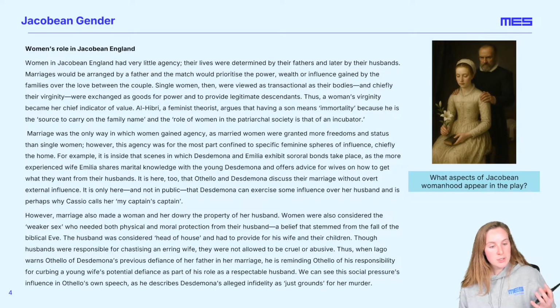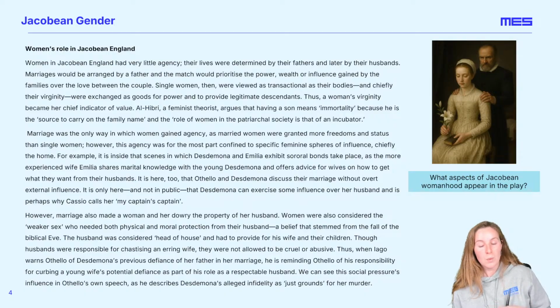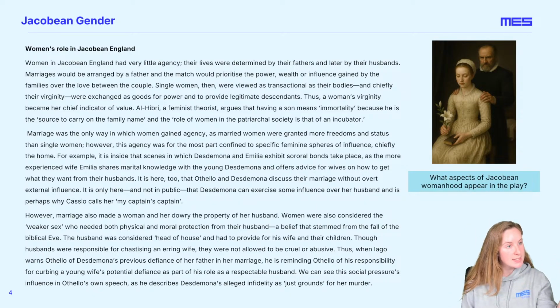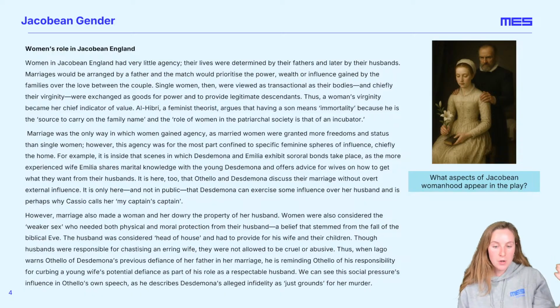However, marriage also made a woman and her dowry the property of her husband. Women were also considered the weaker sex who needed both physical and moral protection from their husband, a belief that stemmed from the fall of the biblical Eve. The husband was considered head of house and had to provide for his wife and their children. Though husbands were responsible for chastising an erring wife, they were not allowed to be cruel or abusive.